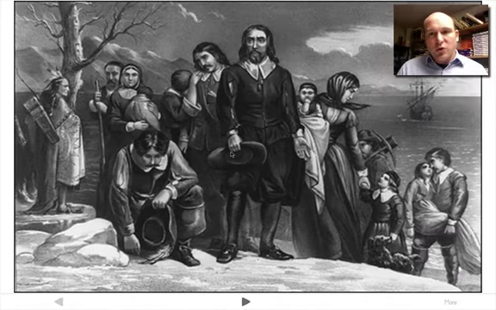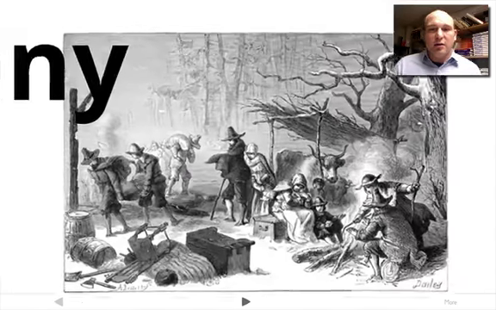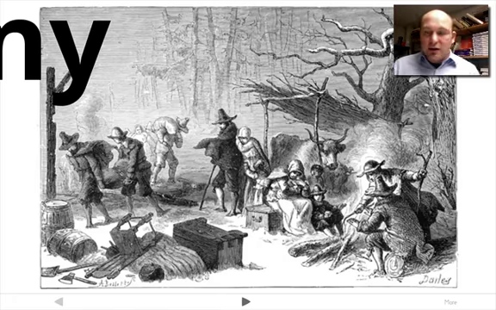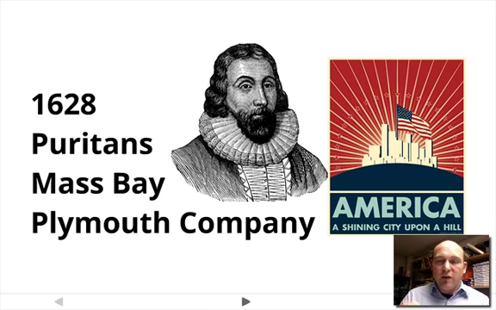So that's 1620, and this is a pretty typical image of the Pilgrims landing on Plymouth. And you see a Native American on the left side of your screen. Their first winter was tough. It wasn't as tough as Virginia, but they did lose 50% of their settlers in that very first year. 50%.